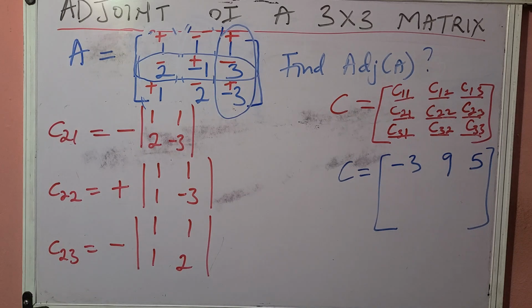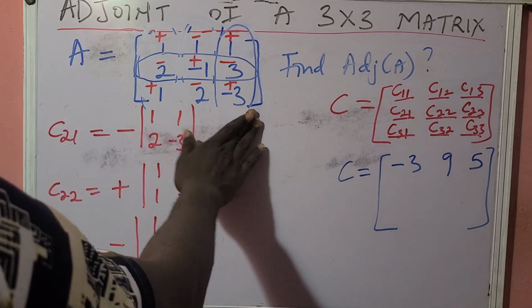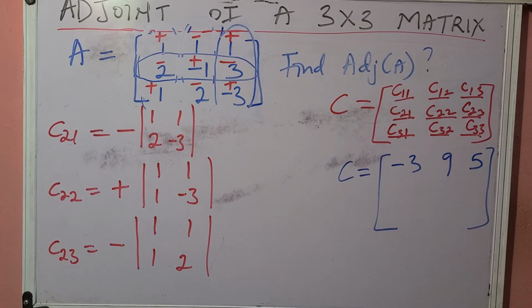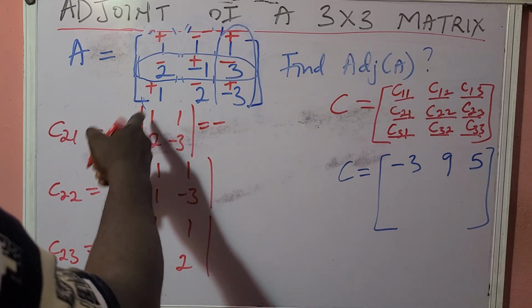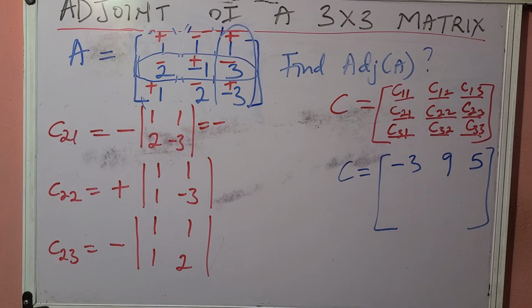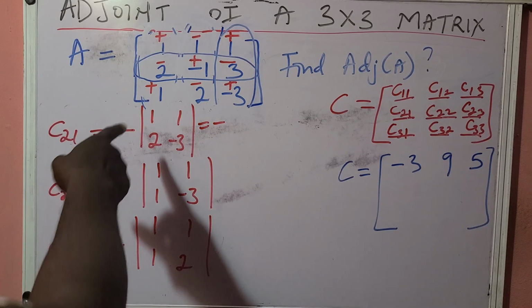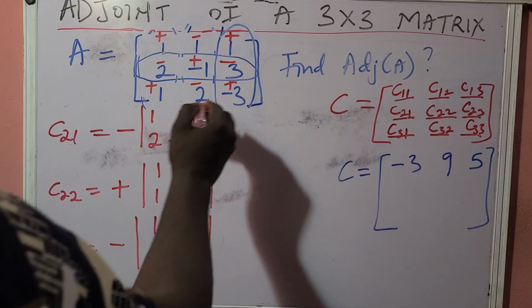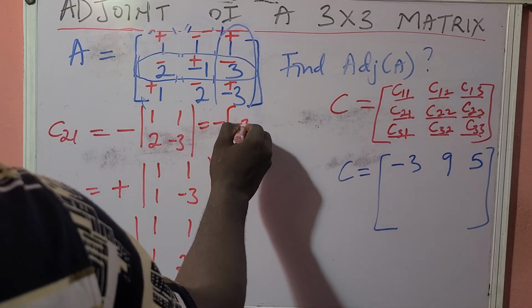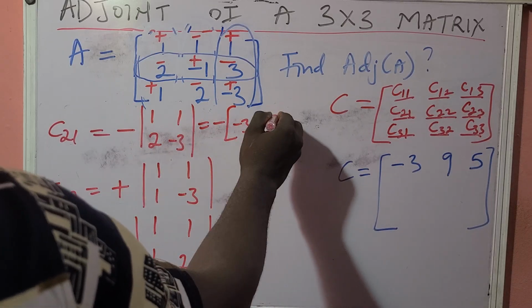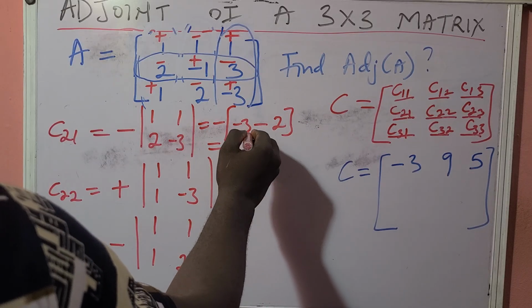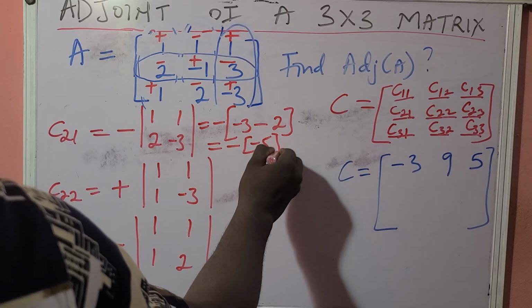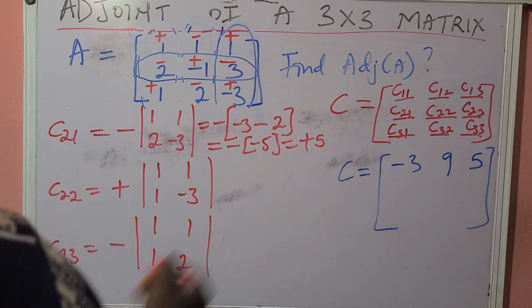So we can go on to evaluate the different values that we're going to get. And from here we can see we have the minus sign here. Then we find the determinant of the matrix we have within the determinant braces. So this is 1 times minus 3, that will be minus 3, minus 2 times 1, 2. This obviously will give you minus 3 minus 2, that's minus 5. That will be plus 5.